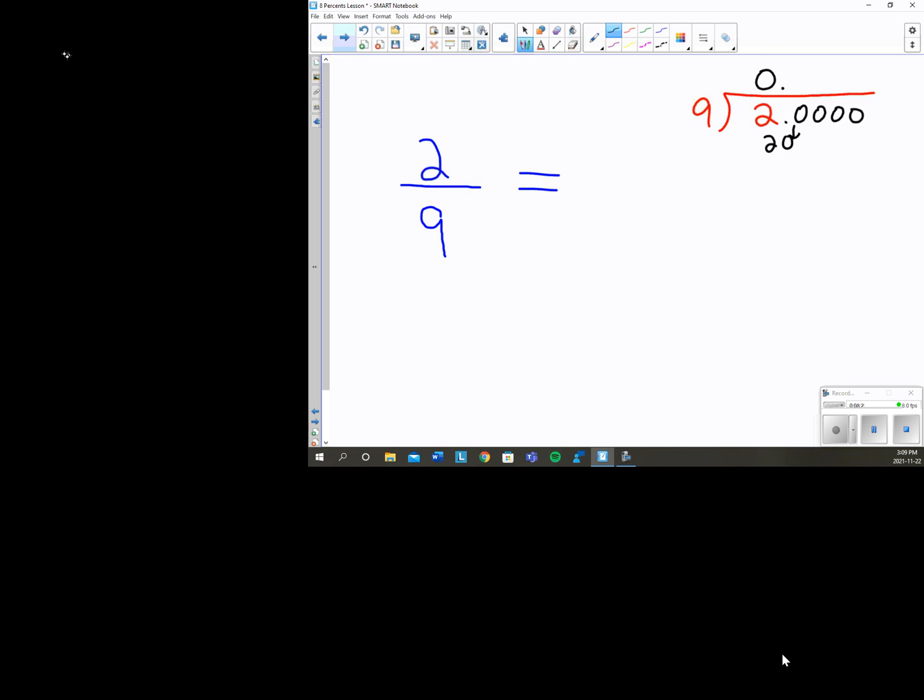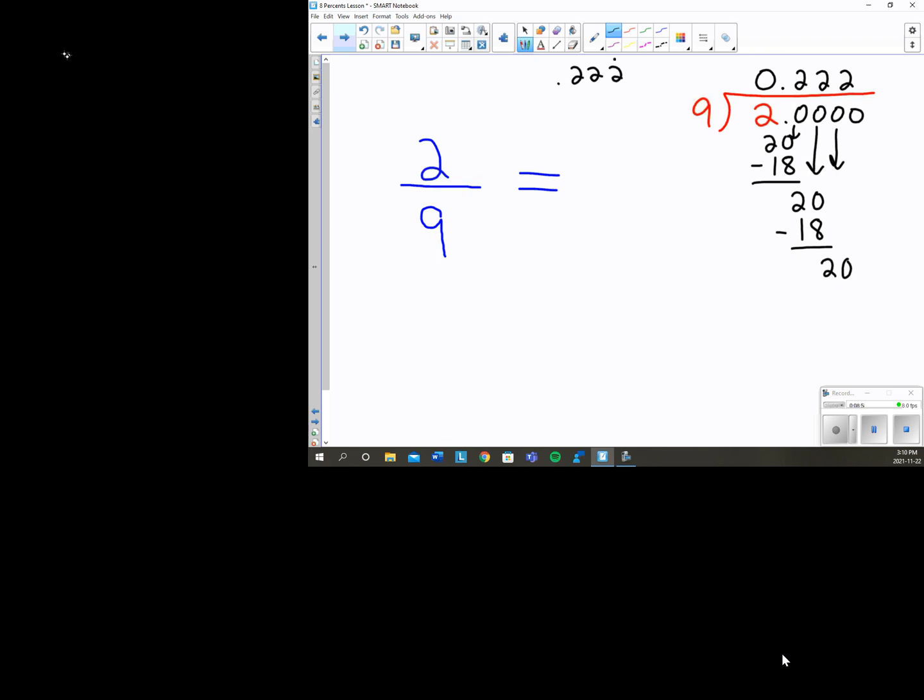Does 9 go into 20? Yeah, 9 goes into 20 2 times. 2 times 9 is 18. I subtract. That's 20 take away 18, which is 2. I bring down another 0. And lo and behold, it looks like I've got the same situation. 9 goes into 20 twice again. 2 times 9 is 18. I subtract, and once again, I've got 2. Looks like I'm going to be getting 0.2 repeating over and over again. So as a decimal, this is 0.222.